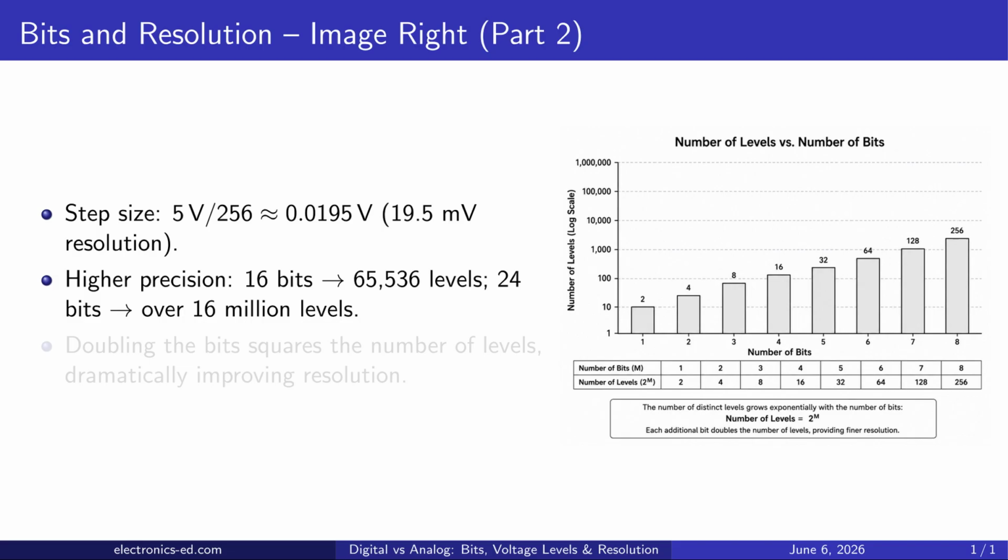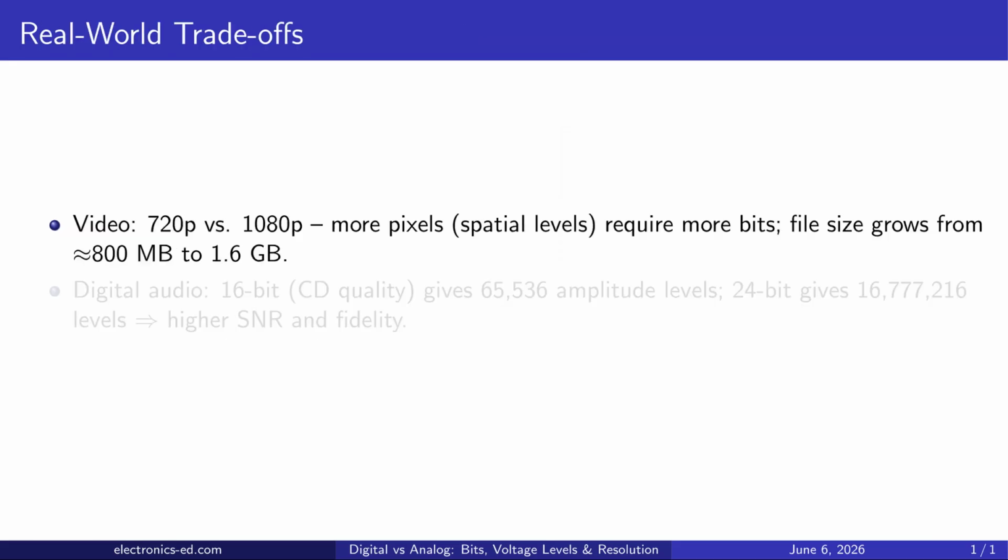For higher precision, 16 bits gives 65,536 levels, and 24 bits gives over 16 million levels. Doubling the number of bits squares the number of levels, which dramatically improves resolution. In video, comparing 720p to 1080p, more pixels mean more spatial levels, which require more bits. File size grows from about 800 megabytes to 1.6 gigabytes.